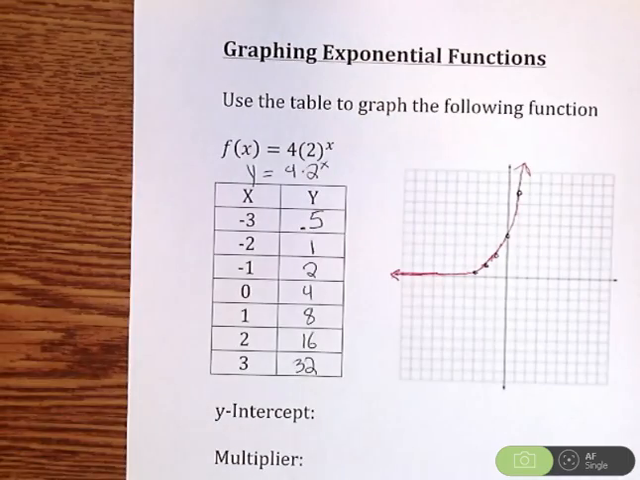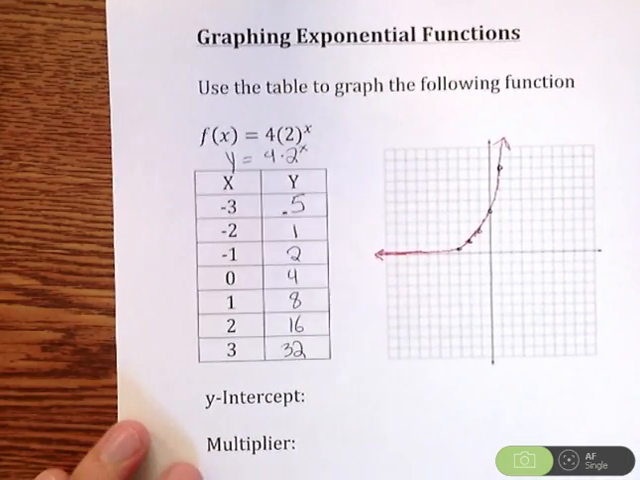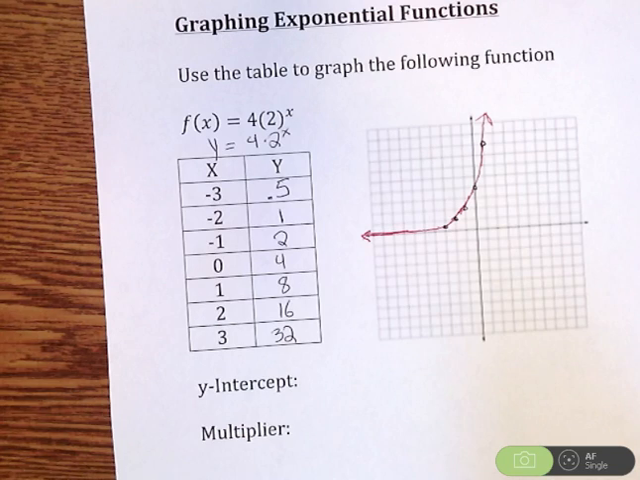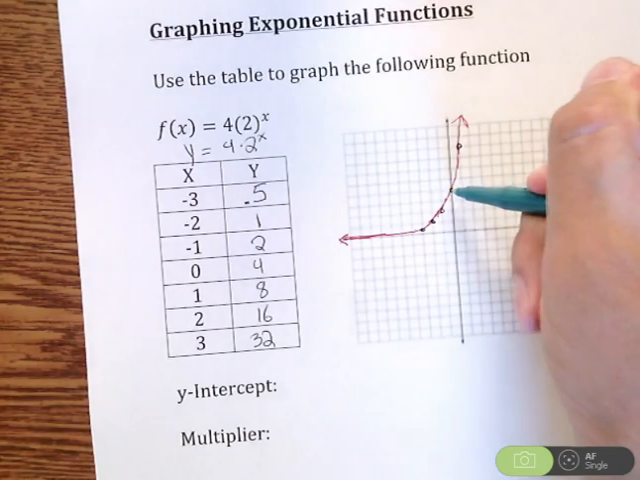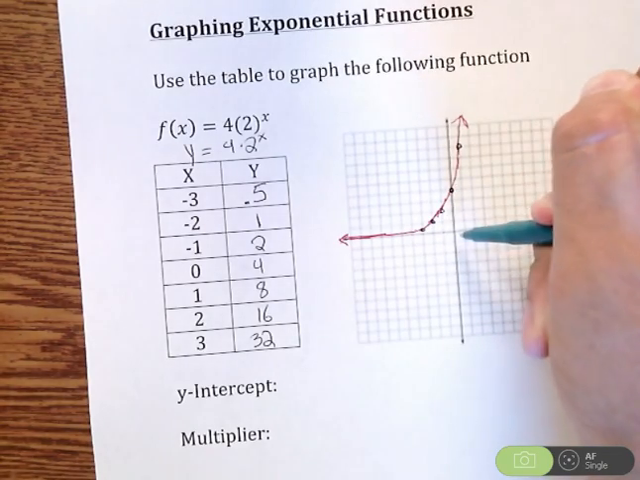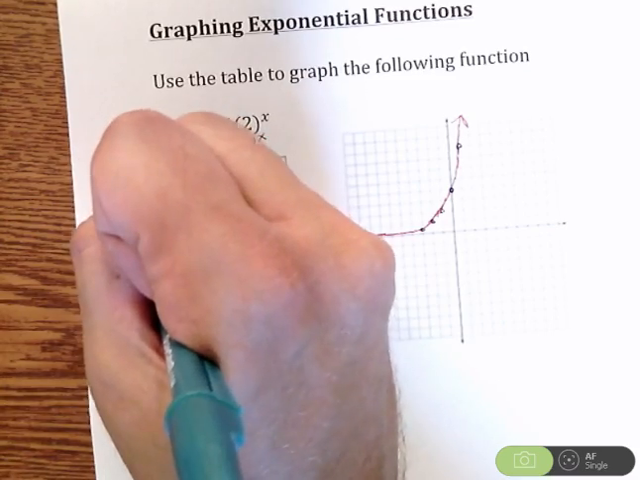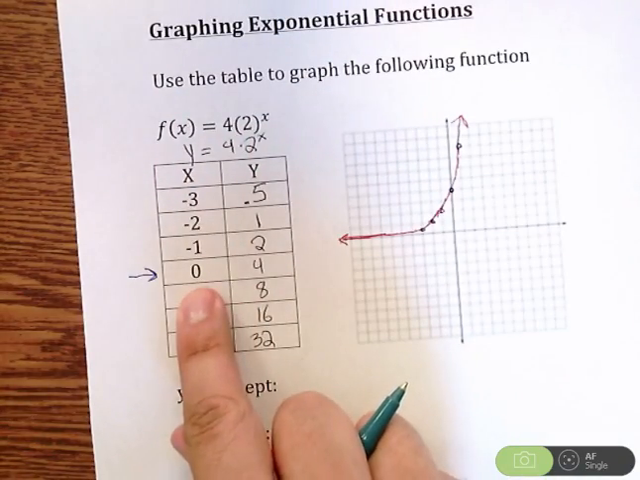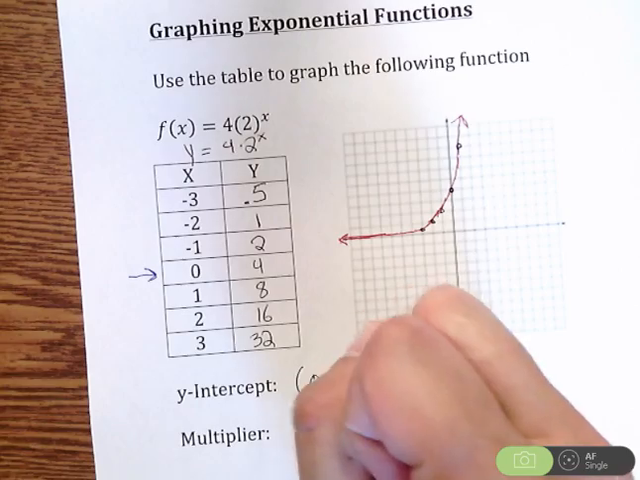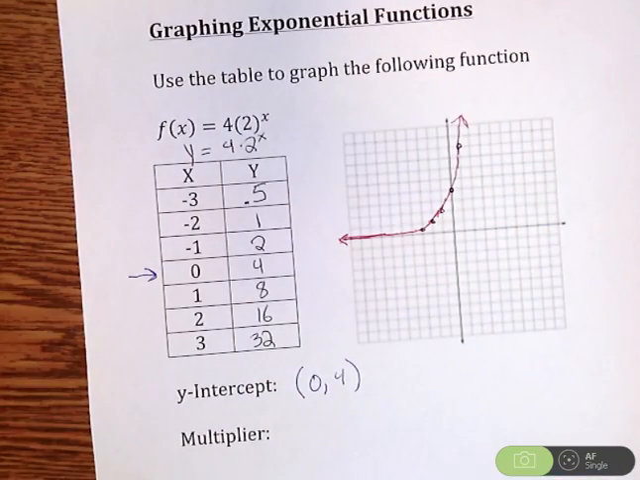Two more questions need answering, though. I would like to know where the y-intercept is and what our multiplier is. Hopefully at this point, when we talk about the y-intercept, we talk about where my graph goes through the y-axis. Well, that's happening at this point right here, which happens to be at 0, 4. And what you're going to find is it always happens when x is 0. So my y-intercept is at 0, 4.